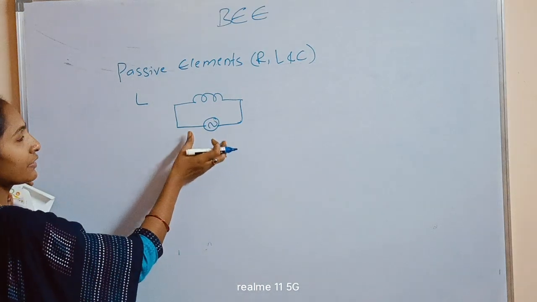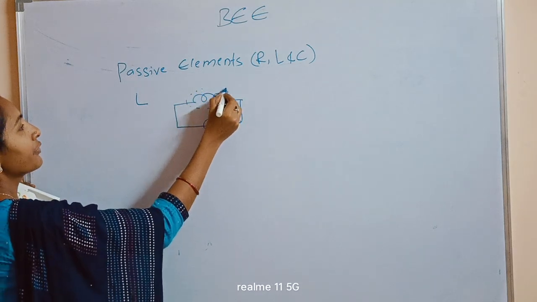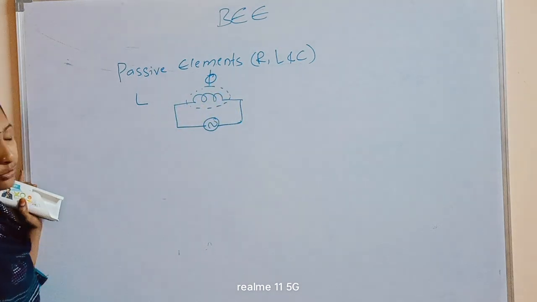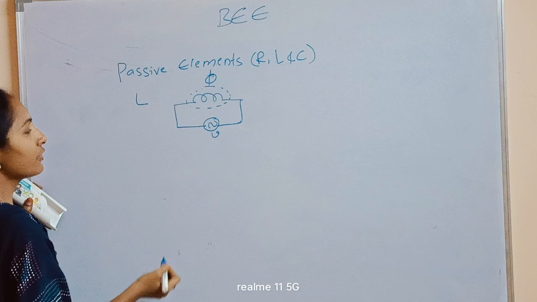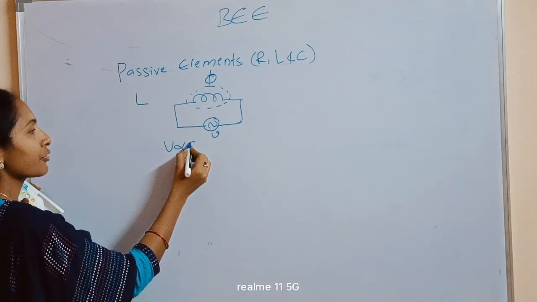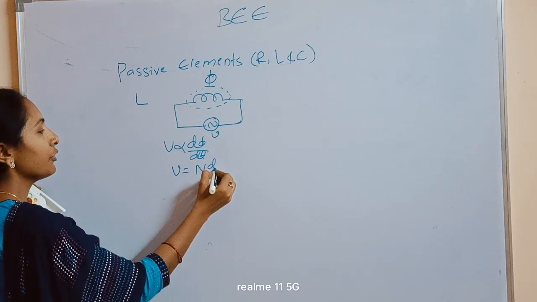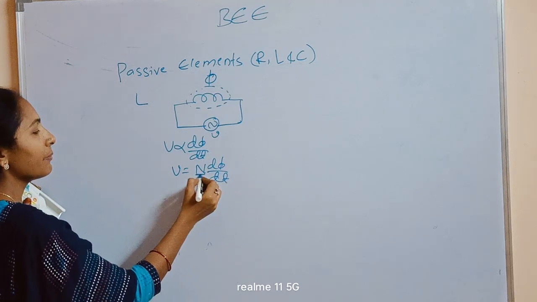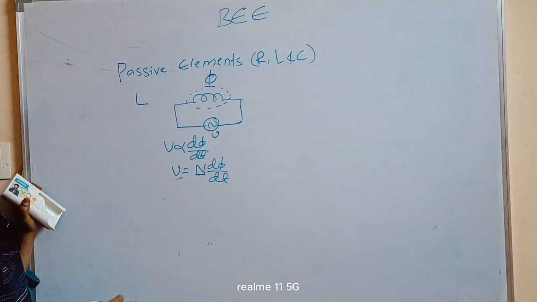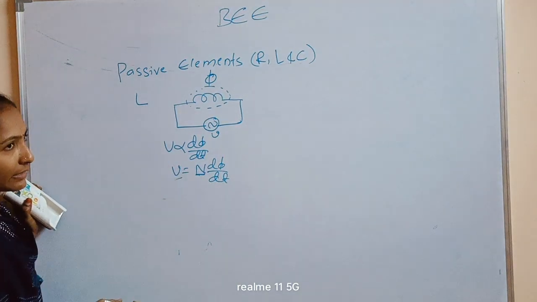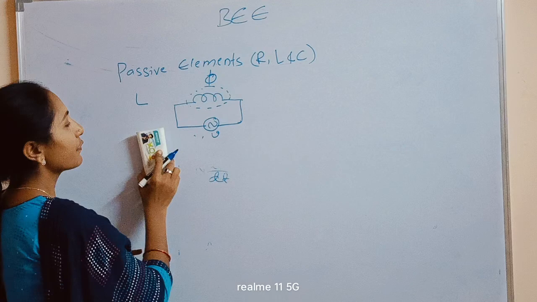When I apply some supply to this inductor, it produces some amount of self-induced flux. According to Faraday's laws, the applied voltage V is directly proportional to dφ by dt. So V equals N into dφ by dt, where N is the number of turns. Based on Faraday's laws, it exhibits an inductive property. So here the applied voltage is V.